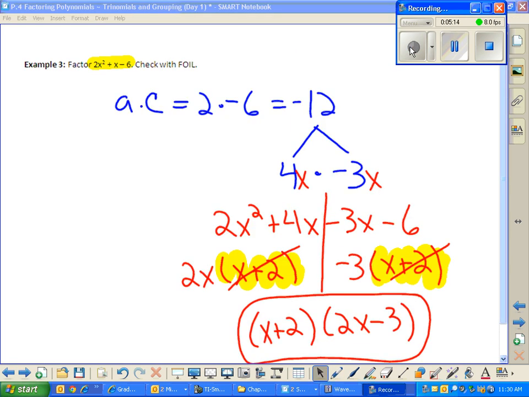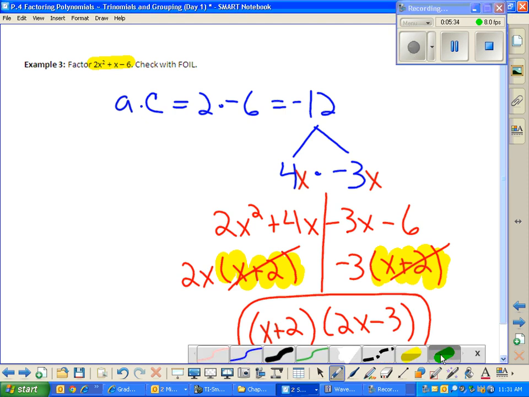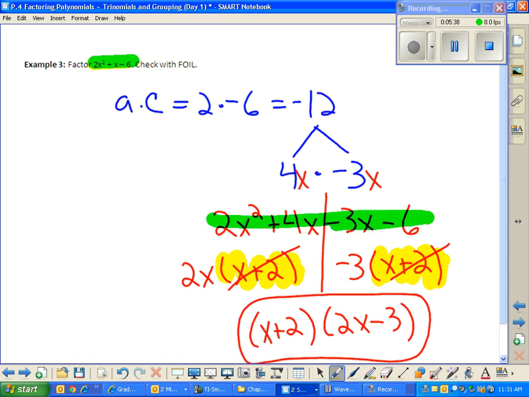I just wanted to show you your answer to example 3. So I took A times C and got negative 12. Factors of negative 12 that add to 1 are 4 and negative 3. You attach x to those and rewrite what was 3 terms as 4 terms. So I turned my trinomial in the original problem into something that had 4 terms. I took a moment to rewrite the problem using my factors of AC that added to B.